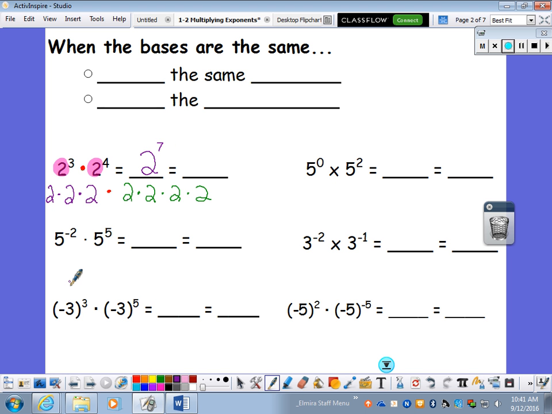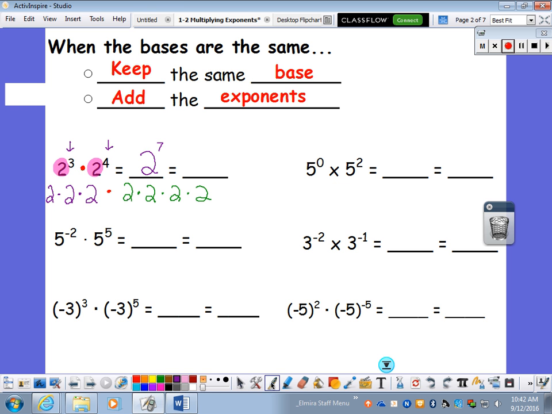Oh, Miss Andrews, I really don't want to write all these out. Well, good. That's the goal, actually, is for you to recognize, let's see, this had an exponent of 3. This had an exponent of 4. And my answer was 2 to the 7th. So the 3 and the 4 add together to make 7. So the rule is keep the same base and add the exponents. So 3 plus 4 is 7.